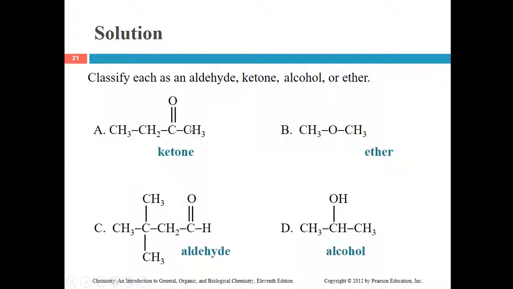So A is a ketone. We have a carbonyl group with carbon chains on both sides of our carbonyl group. B, this is an ether because we have our oxygen, and it is a single bond to a carbon chain on one side and a single bond to a carbon chain on the other. C is an aldehyde because we have our carbonyl group that has a hydrogen on one side. D, we have an OH that's just attached to our carbon chain.